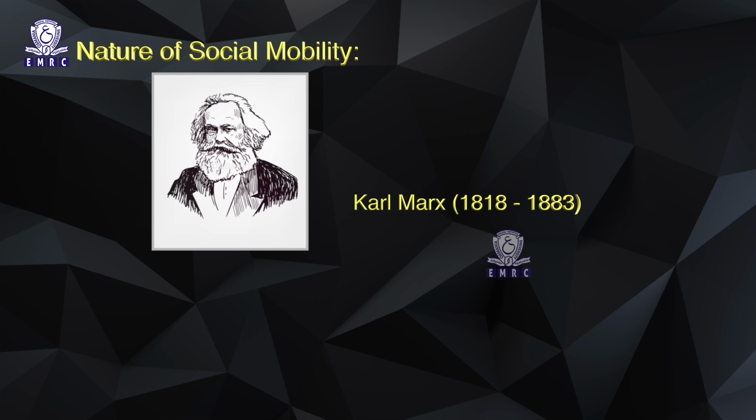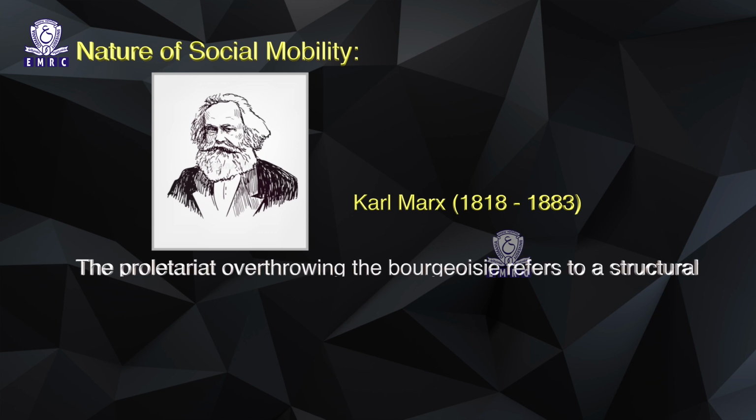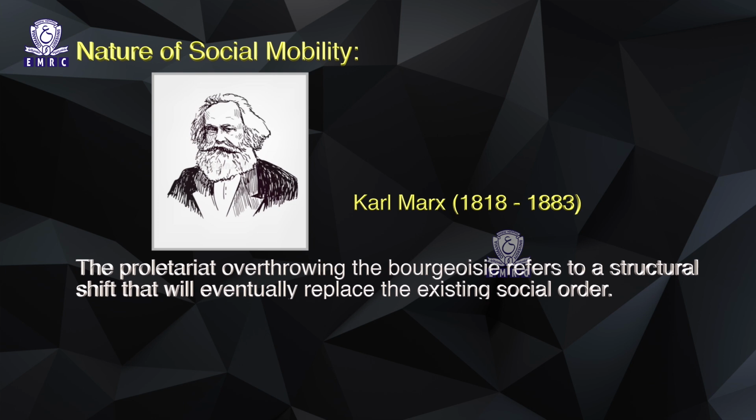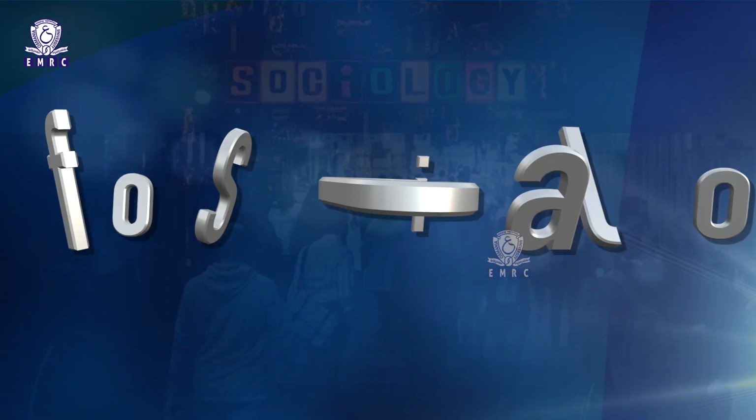In actuality, Marx's concept of the proletariat overthrowing the bourgeoisie refers to a structural shift that will eventually replace the existing social order. As a result, previously powerless and unprivileged social classes rise to new heights and achieve upward mobility. Certain groups' downward mobility cannot be ruled out during this process, especially when they lose power and advantages.